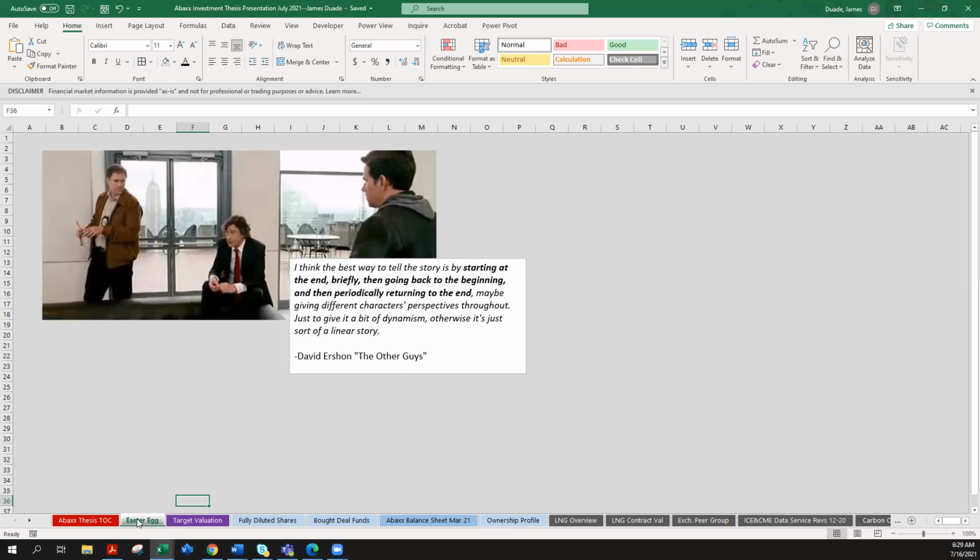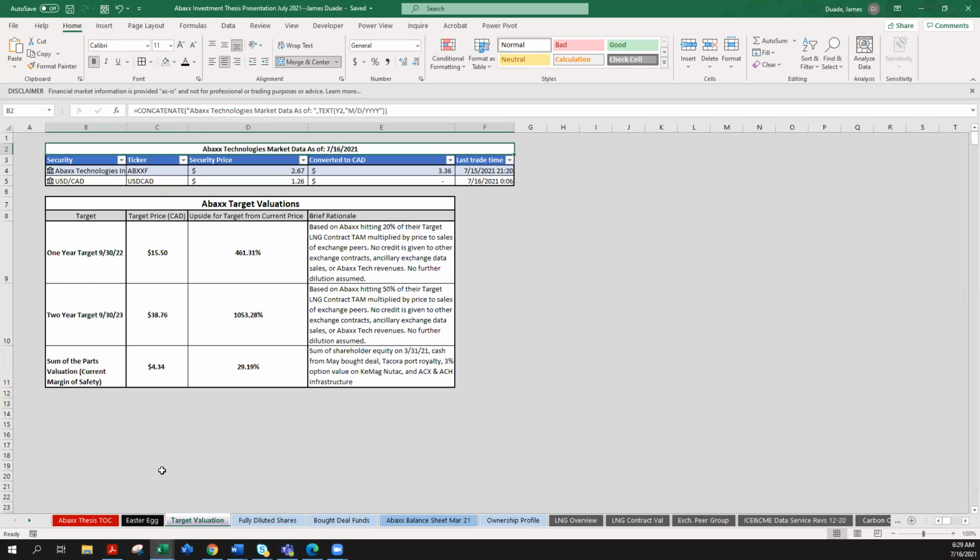So one thing that I want to note is that the overall thesis here is really that Abaxx is an asymmetric risk reward profile, meaning that the margin of safety is such that you really don't have a lot of downside risk for the stock. So you have sort of a nice support level there. But the upside potential, once the exchange and the clearinghouse is approved, is quite frankly enormous. And you'll see that in these valuations here.